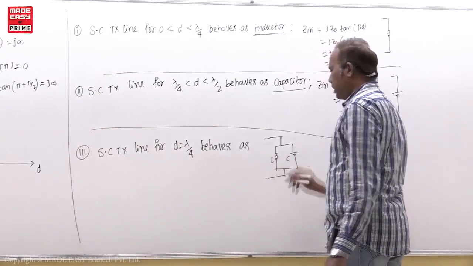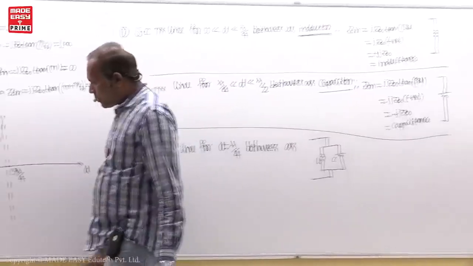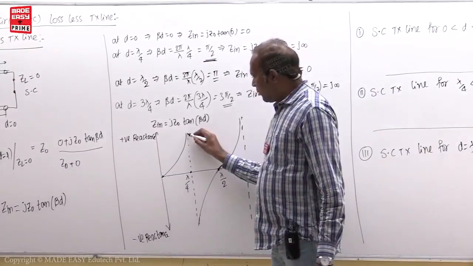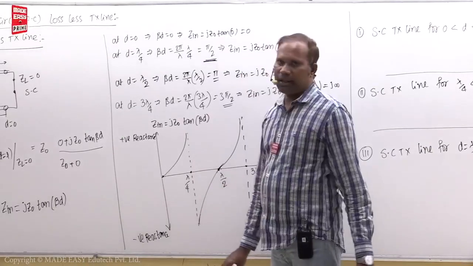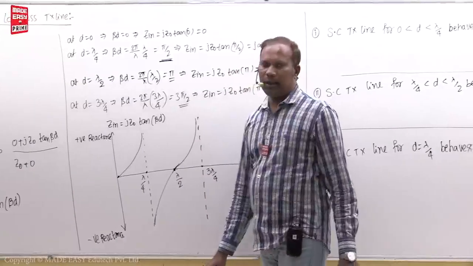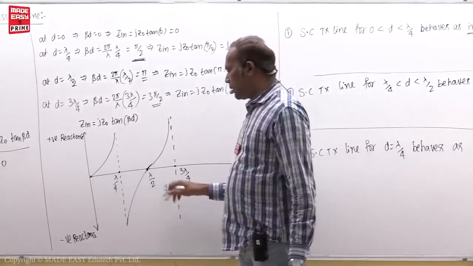So inductor and capacitor parallel combination. Because you can see here d is equal to lambda by 4, just exactly lambda by 4. Plus j infinity and minus j infinity both exist, and the value is infinity. That happens for a parallel circuit in network theory. Impedance is plus or minus j infinity for a parallel circuit.